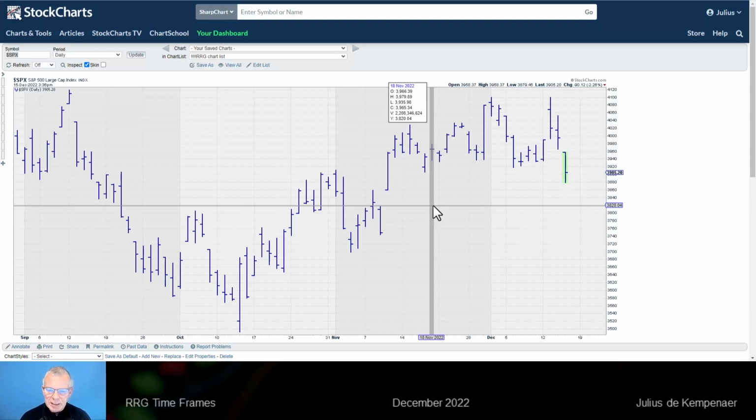Again, this is a daily chart, so every bar is 1 day. Now, we can go to a weekly time frame. And that will basically compress those daily bars, because a weekly time frame represents the trading that takes place from the opening on Monday morning to the close on Friday evening. So 5 daily bars together will form 1 weekly bar.